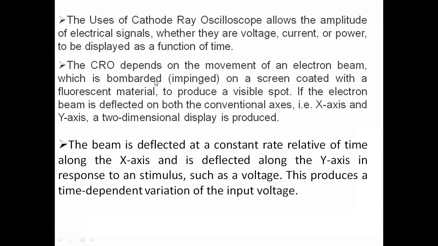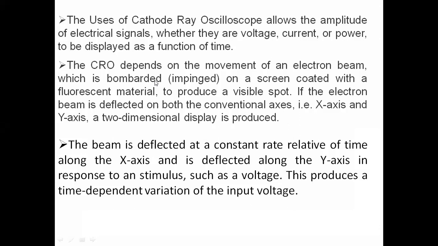The CRO depends on the movement of an electron beam. Mainly, the heart of the CRO is the CRT, the cathode ray tube. In this cathode ray tube, a beam of electrons is produced from an electron gun, and that beam of electrons bombards the screen of the CRT. When it bombards the screen, illumination occurs.